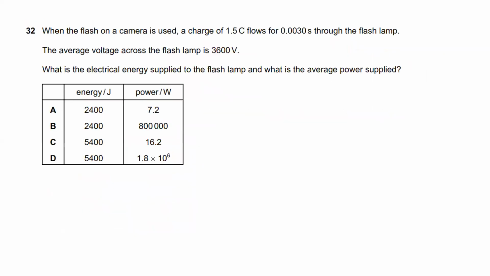Then next question, it says, when a flash on a camera is used, a charge Q equal to 1.5 coulombs flows for time equal to 0.003 seconds through a flash lamp. The average voltage across the flash lamp, so voltage is also given, 3600 volts. What is the electrical energy supplied by the flash lamp and the average power supplied? Okay, so now this is interesting. So remember, first of all, we know that Q equals I times T.